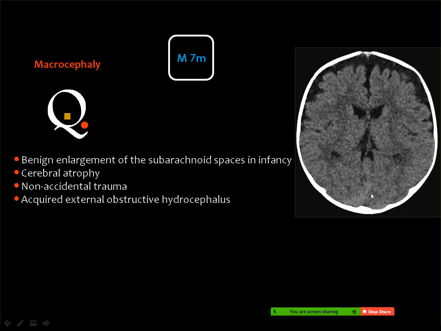Alexander, up to two years you cannot say atrophy. Alexander is not present here. Metachromatic is not present in the suggested options. Acquired state of obstruction. Canavan. And this is a benign enlargement of the subarachnoid CSF space in infancy.